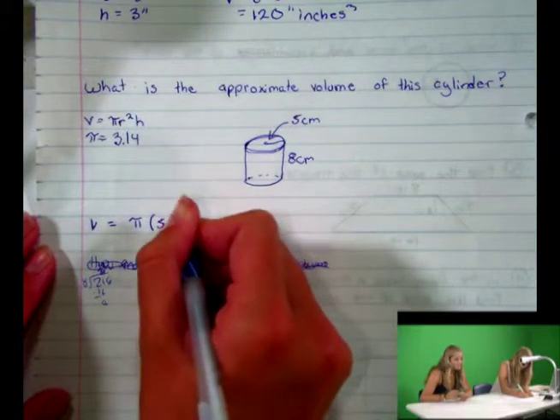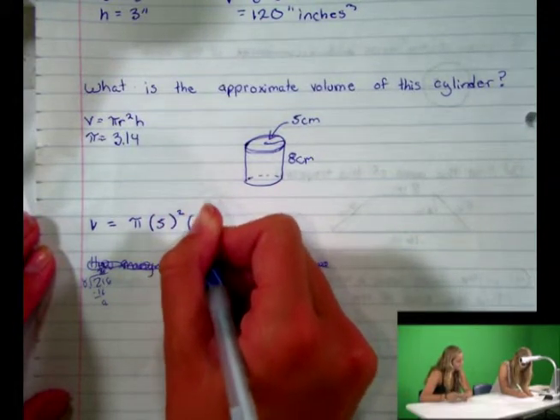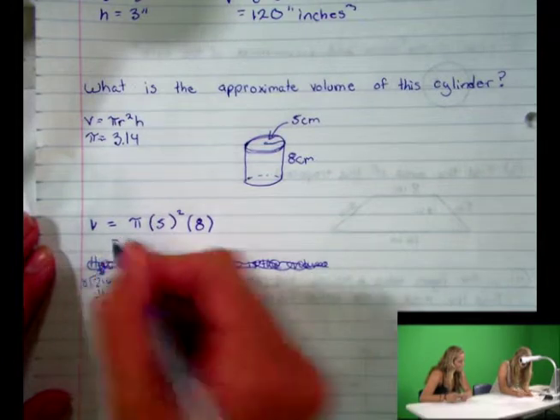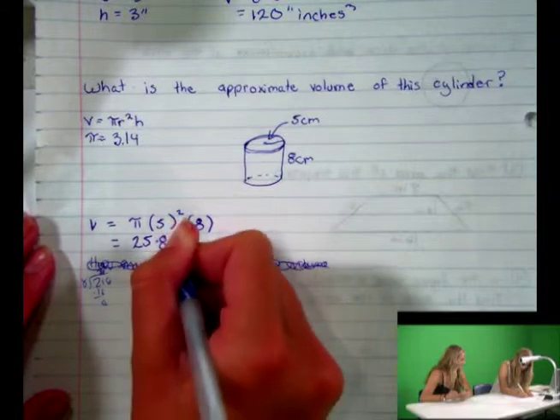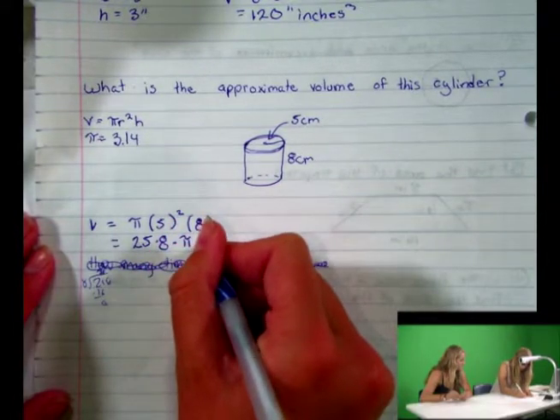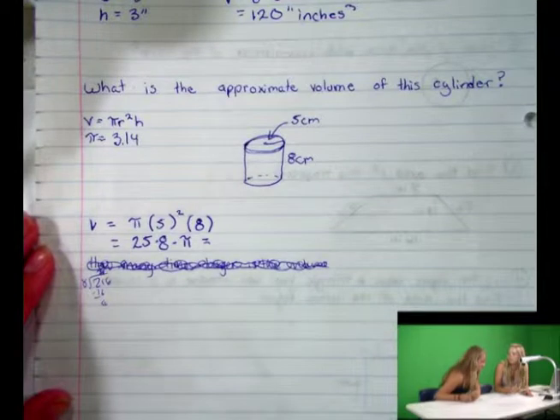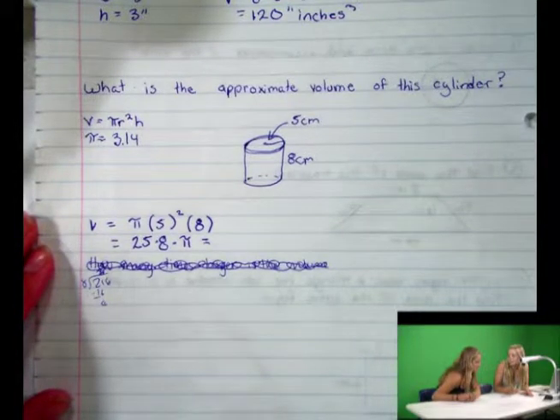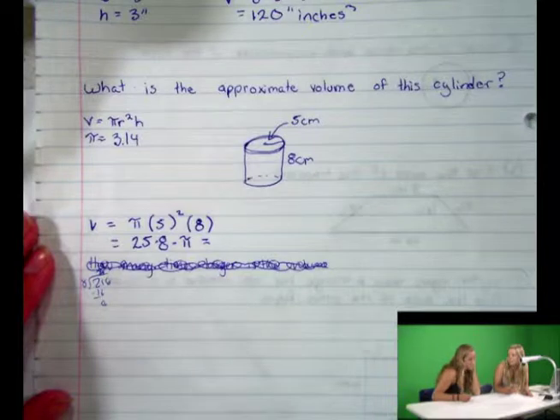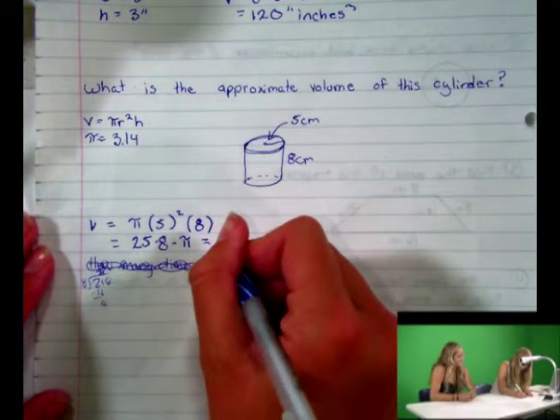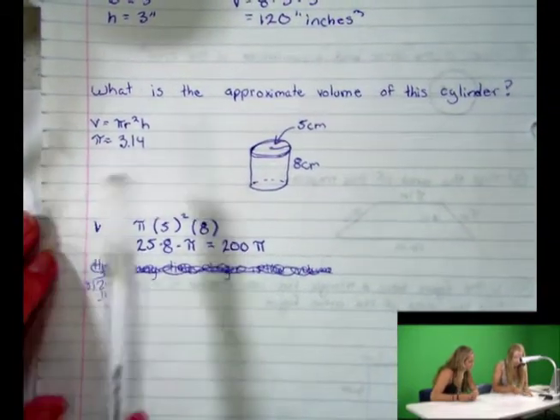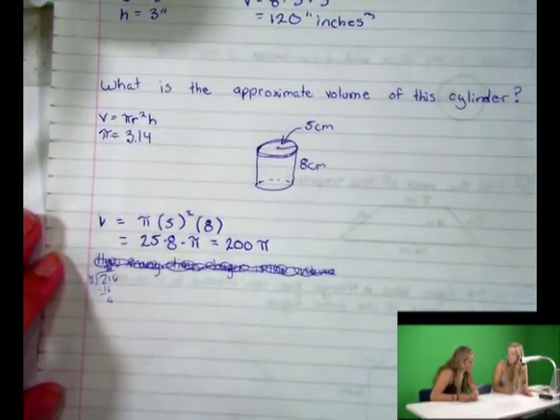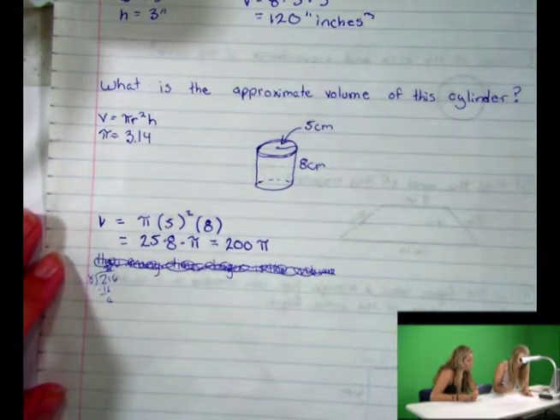5 squared times 8. It's going to be 25 times 8 times pi. What's that? I think, yeah, 25 times 8 is 200. Yeah, 200 pi. And then we have to multiply it by 3.14, right, to get approximate? Okay, so it would be 628.